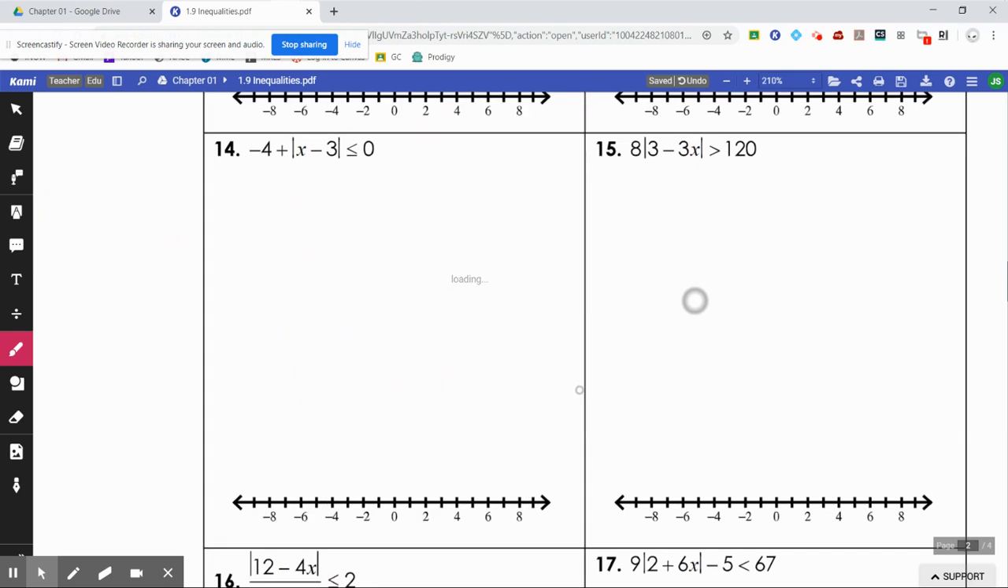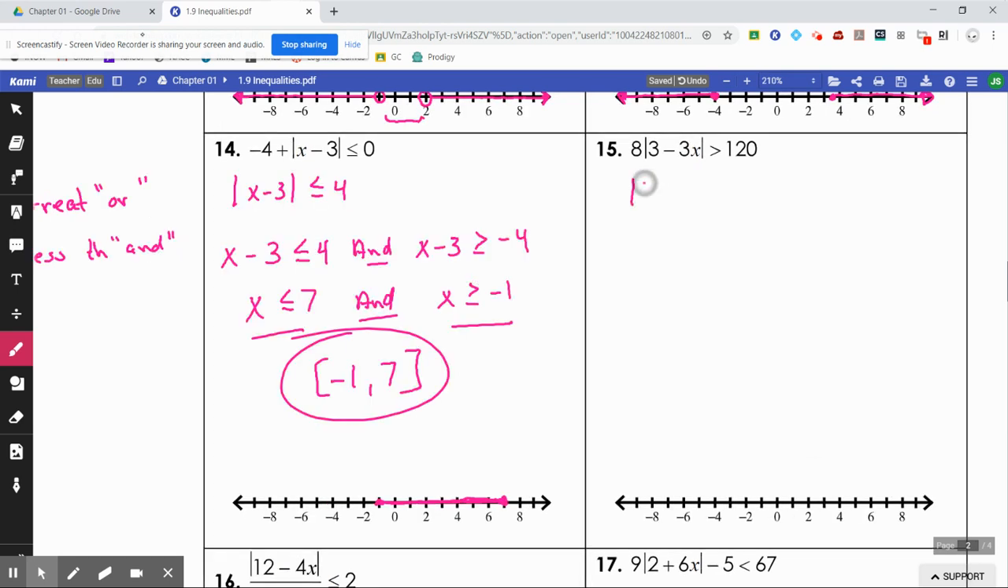Number 15, divide by 8 to isolate your absolute value bars first. It gives you greater than 15. This is a greater. This is an or statement, so you can go ahead and put your or if you would like. You do keep it, switch. 3 minus 3x is greater than 15.